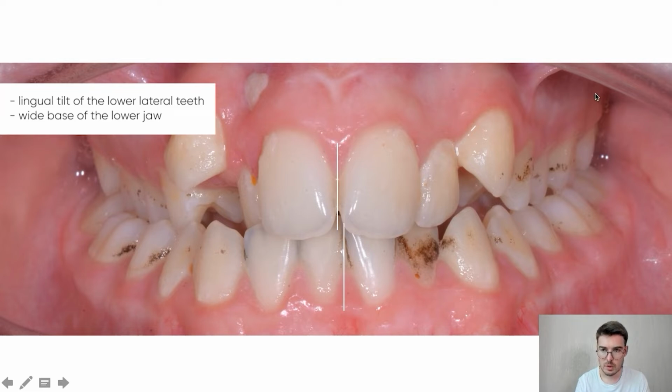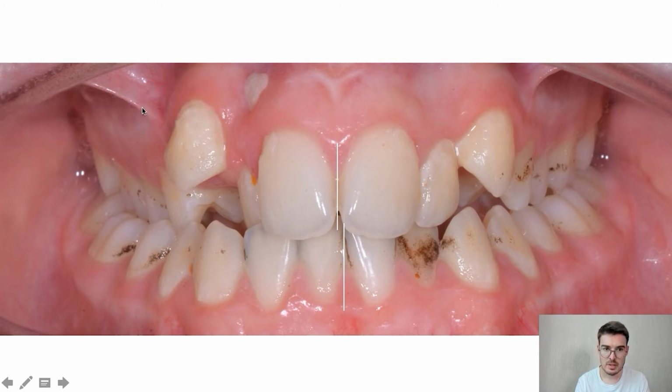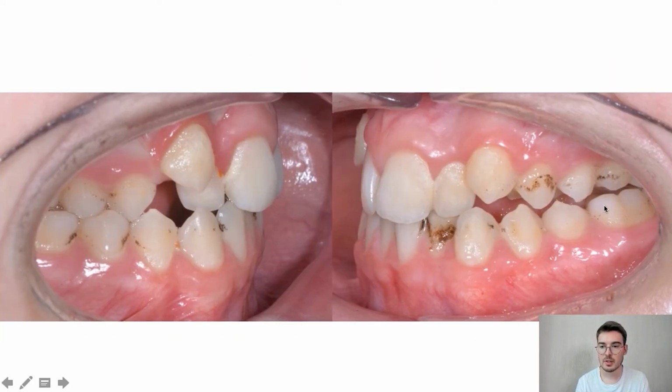Over here, you can even see it in the photo, is the discrepancy between the upper base and the lower base. The side photos show us the disocclusion of the lateral section and the crossbite, as well as the lack of space here on the right. Disocclusion is a very important aspect of diagnostics in terms of vertical growth, which we have already talked about earlier, when we looked at the photos of this boy's face.